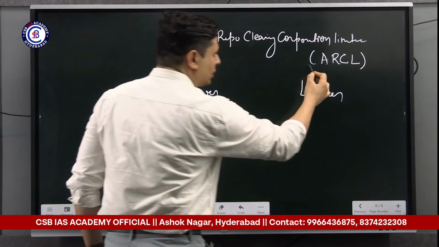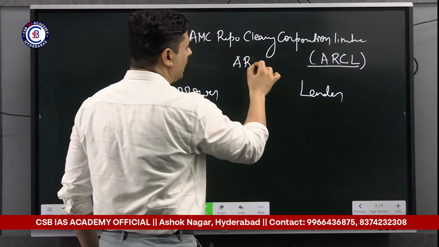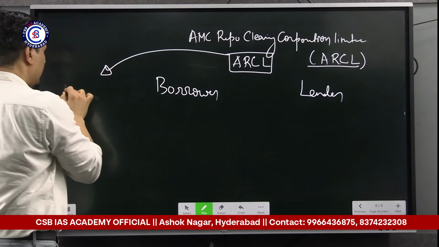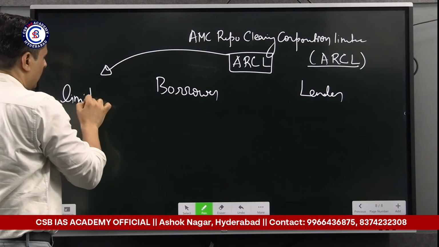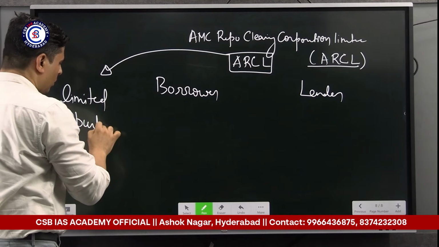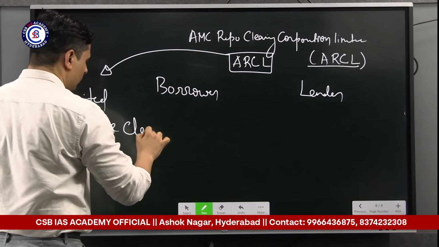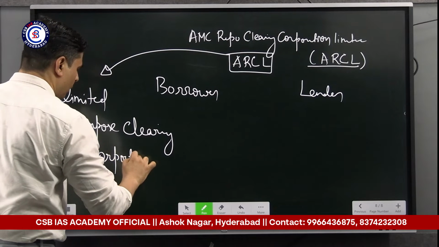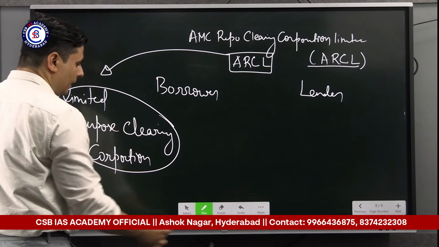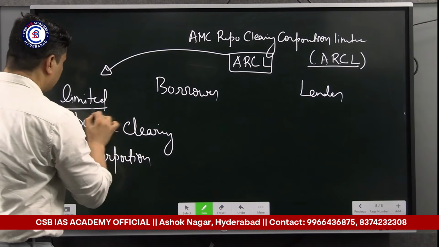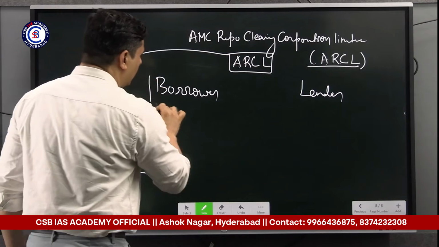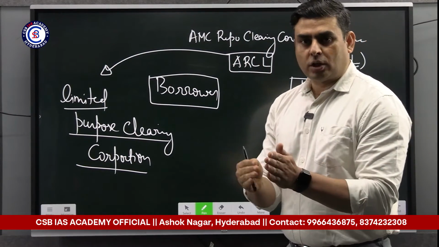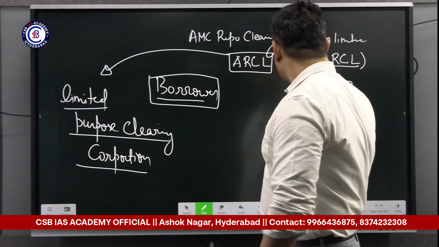So there is an organization known as ARCL. And what is this ARCL? This is Limited Purpose Clearing Corporation. So it's a limited purpose clearing corporation, and they are going to facilitate transactions of government securities between borrower and lender.